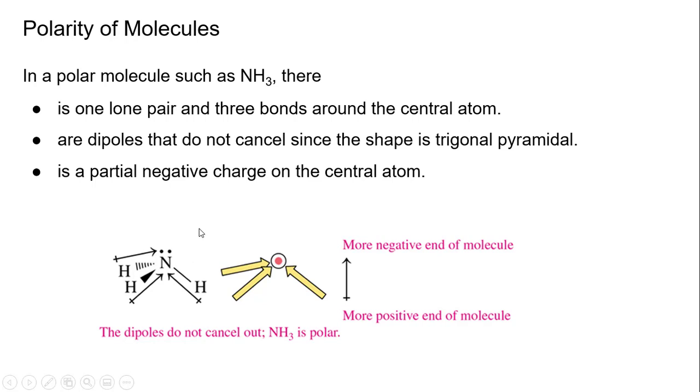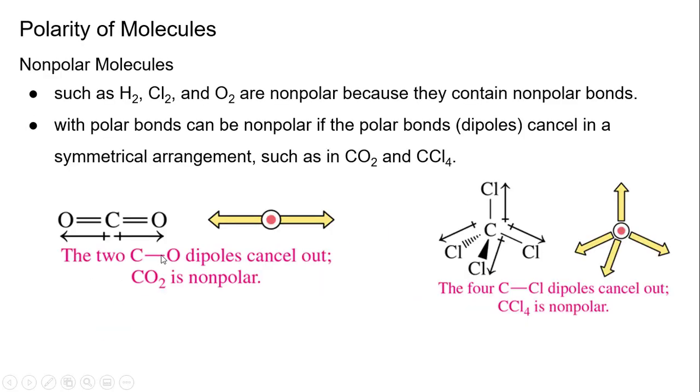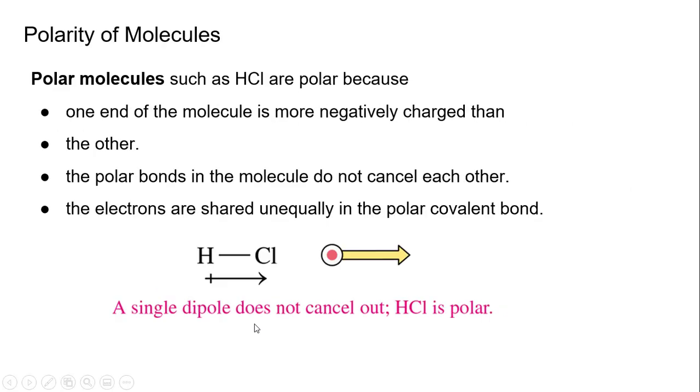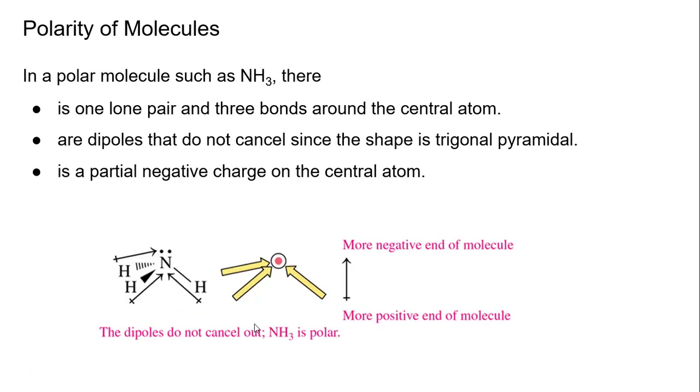And this is also a polar molecule because there's not an equal pull in all directions like there would be with the carbon tetrachloride. So this does not cancel out. There's an imbalance. And this is a trigonal pyramidal, so it's all going towards the top if you think of it as a pyramid.